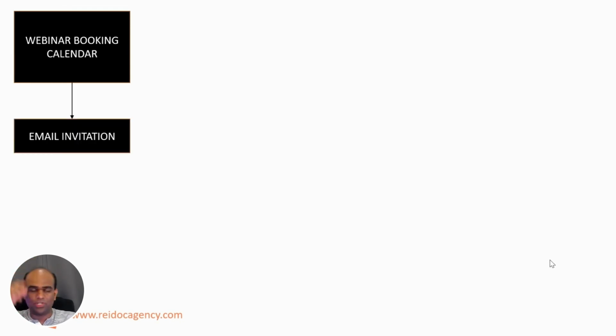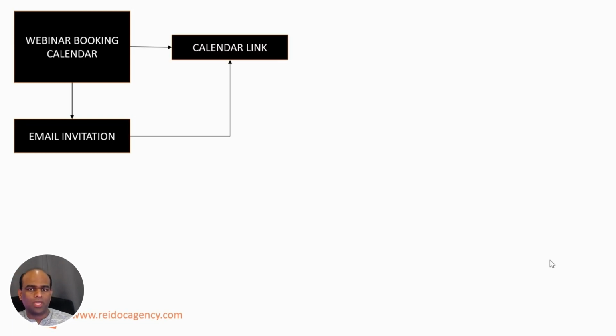Say we have a webinar booking calendar. And the first thing we do is we send an email invitation to the guest, right? So they can click on the email invitation and pick the date and time that works for them. Because if it is a regular recurring webinar, you already have a set date and time. Every 2 weeks it happens. So they can pick a date and time that works for them.